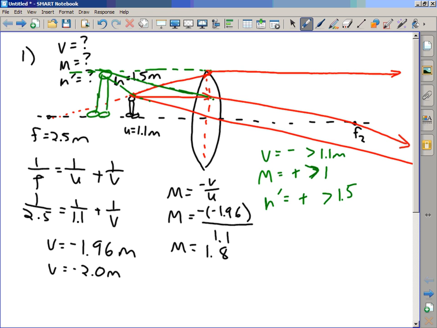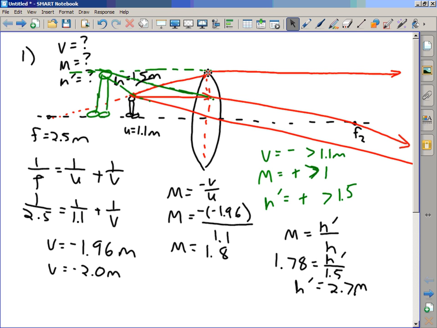Next equation that I want to use? Yeah, h prime over h. Good, so this becomes m of 1.78, the more precise number. So 1.78 equals h prime divided by my 1.5 meter height. So what does h prime equal? 2.67, which becomes 2.7. What unit is this? Meters. So now we look back at everything that we did compared to our predictions.